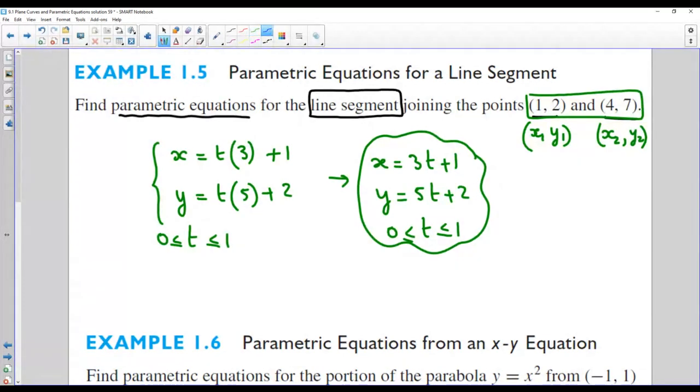We can check that if you take t equals 0 in this equation, you should find the first point.